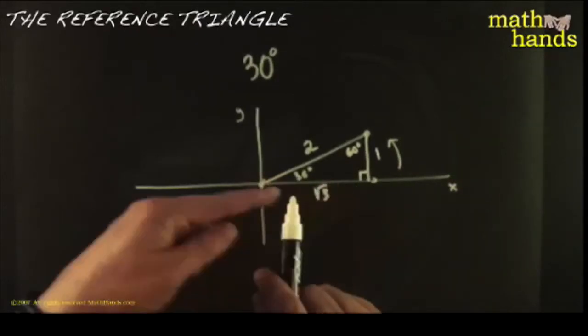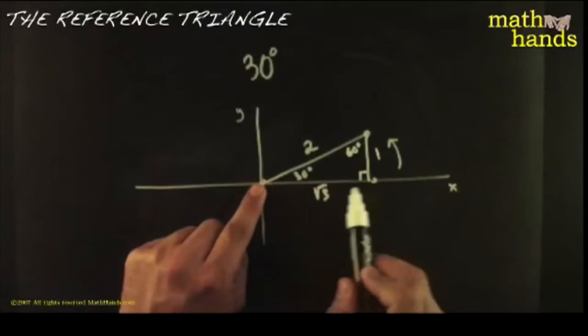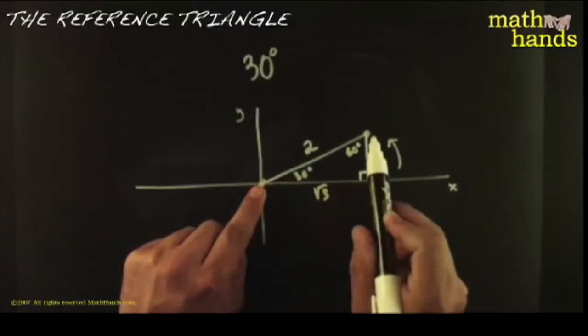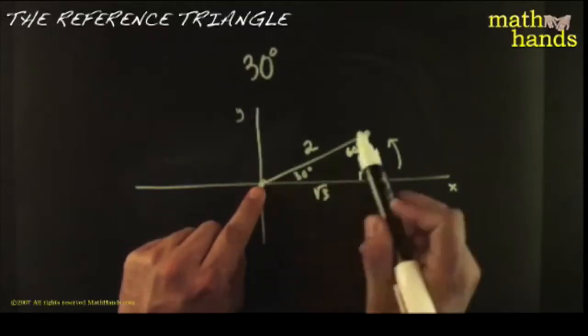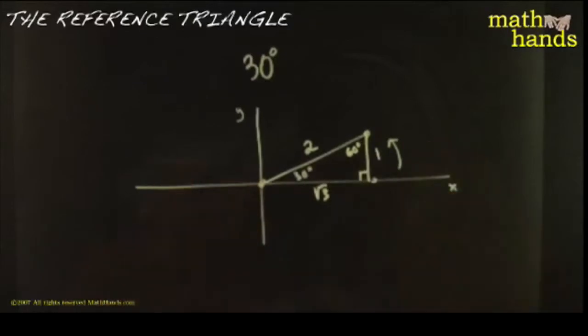And you label the sides this way. To the right, that's positive. So the x, this part right here, is positive. And then up is positive. And the hypotenuse is always positive. And there it is. That's the reference triangle. Okay? If you think that was easy, well, it was. Maybe we can try it on another example.